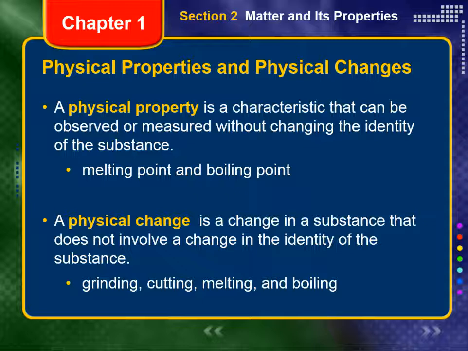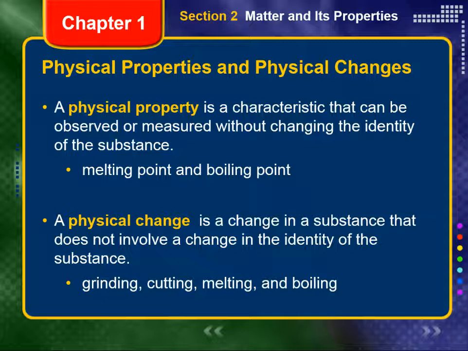Those points are, respectively, the temperature at which a substance melts from a solid to a liquid, and the temperature at which it boils from a liquid to a gas. For example, water melts from ice to liquid at 0 degrees Celsius, which is 273 Kelvin or 32 degrees Fahrenheit. Liquid water boils to vapor at 100 degrees Celsius, which is 373 Kelvin or 212 degrees Fahrenheit.